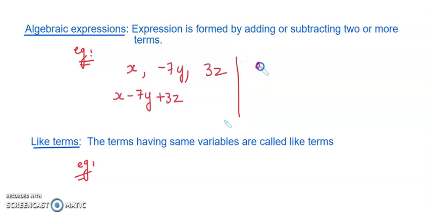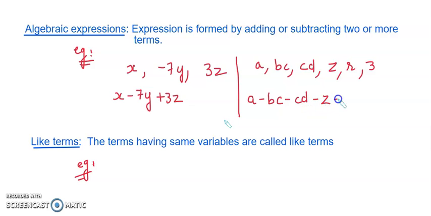I can also have a, bc, cd, z, r and 3. I can form an algebraic expression by subtracting all of them, meaning a minus bc minus cd minus z minus r minus 3. So an expression which is formed by adding or subtracting two or more terms is called an algebraic expression.